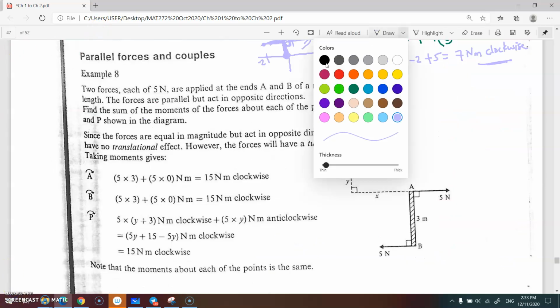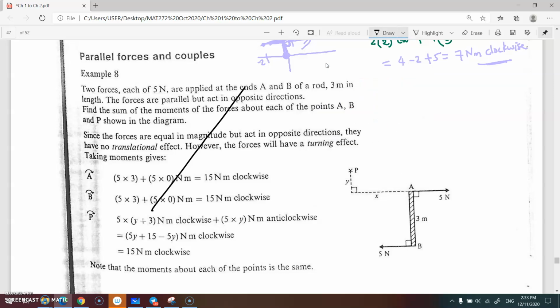Okay, you can ignore the last part here, yeah? Parallel forces and couples. We will not cover in this course.